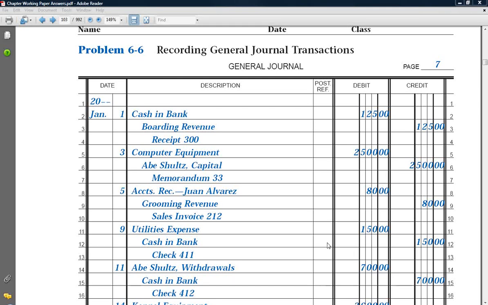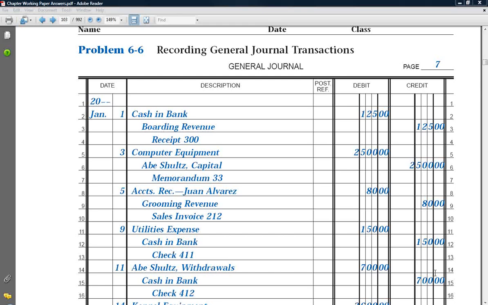This is problem 6.6, recording general journal transactions. The transaction on January 1st, we received cash for providing the service. So we debit cash in bank for $125. Debit increases the asset cash in bank. We credit the revenue account, boarding revenue, which has a normal credit balance and is increased with a credit. We didn't have that revenue before. So we debit cash in bank, $125. Credit boarding revenue, $125. Source document receipt, $300.